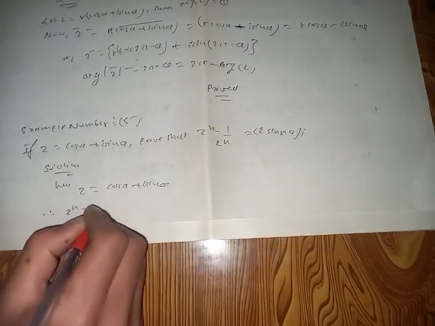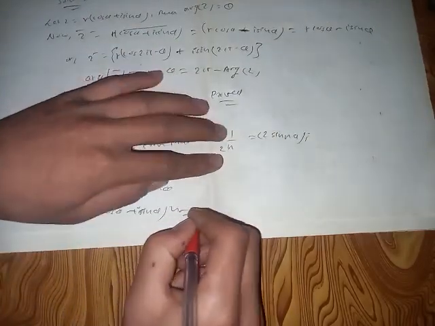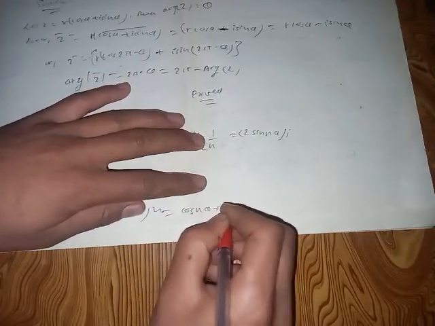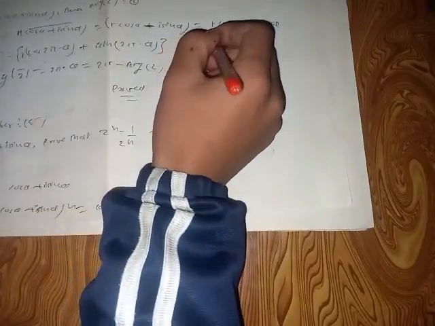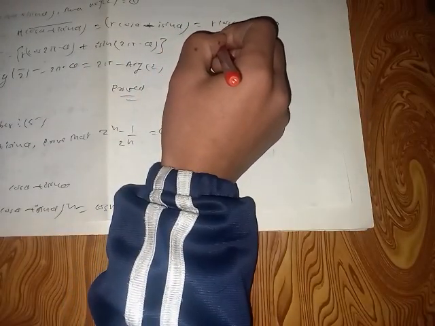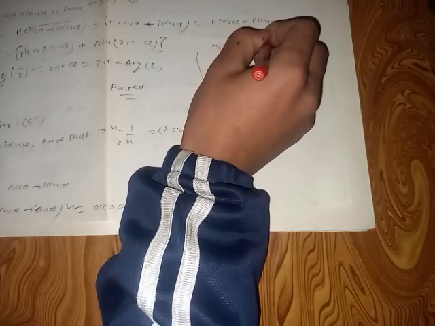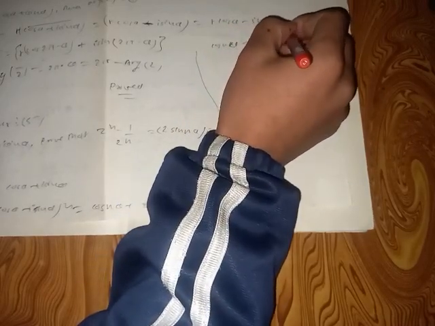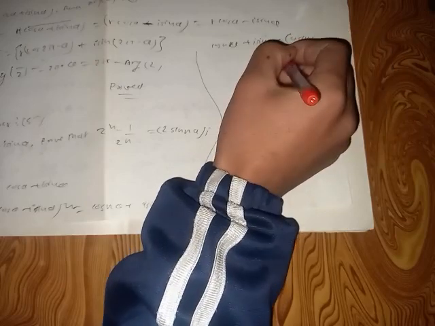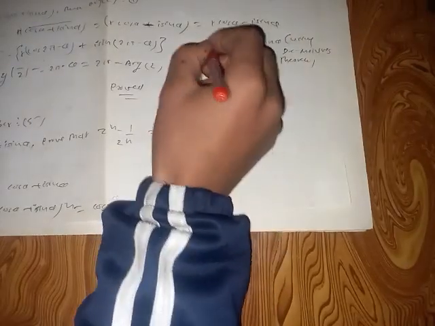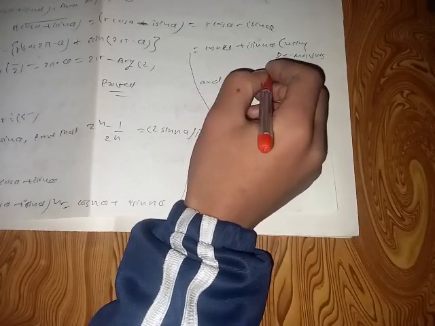Example number 5. In example number 5, we can see the question: if z is equal to cos θ plus i sin θ, then prove that z^n minus 1 upon z^n is equal to 2i sin nθ. Given this question, let us solve it.